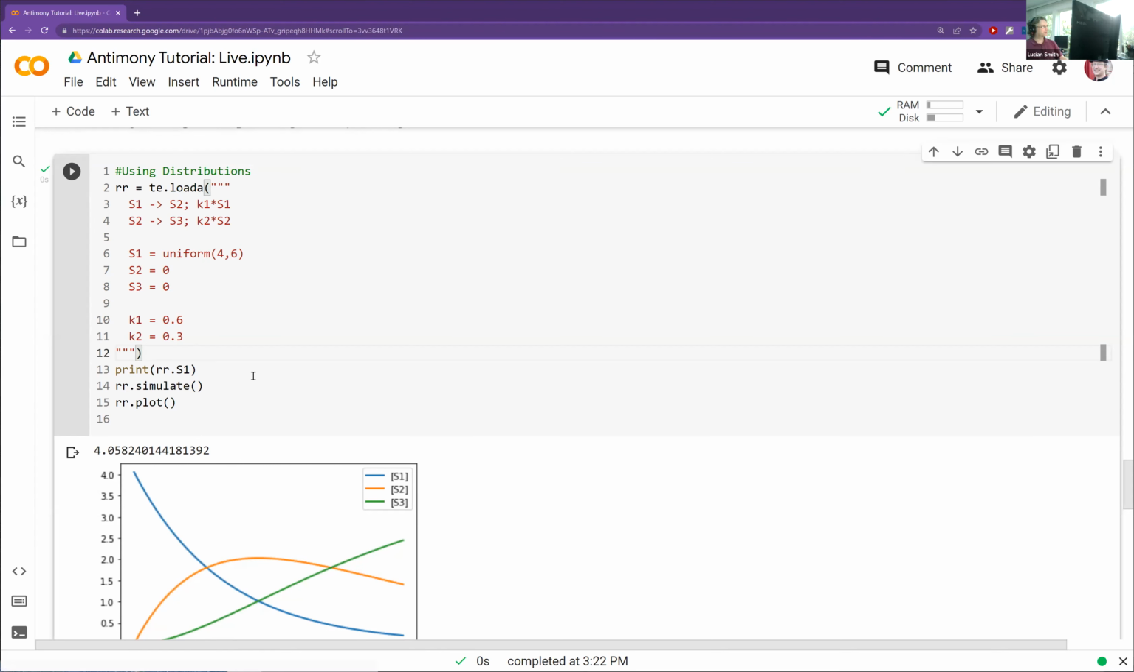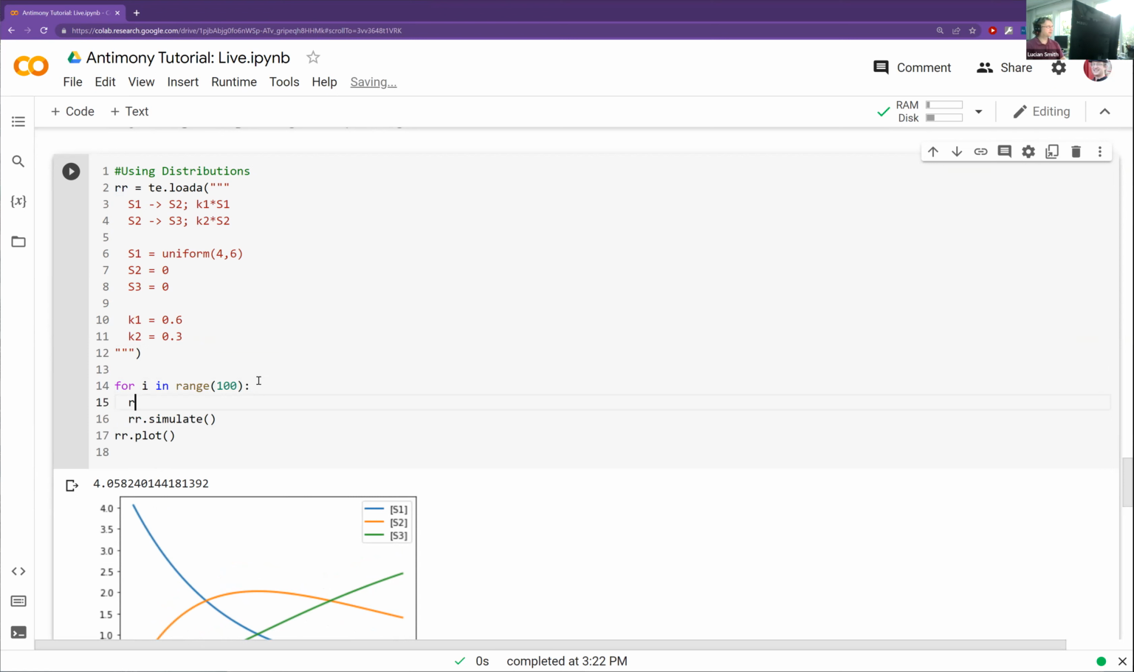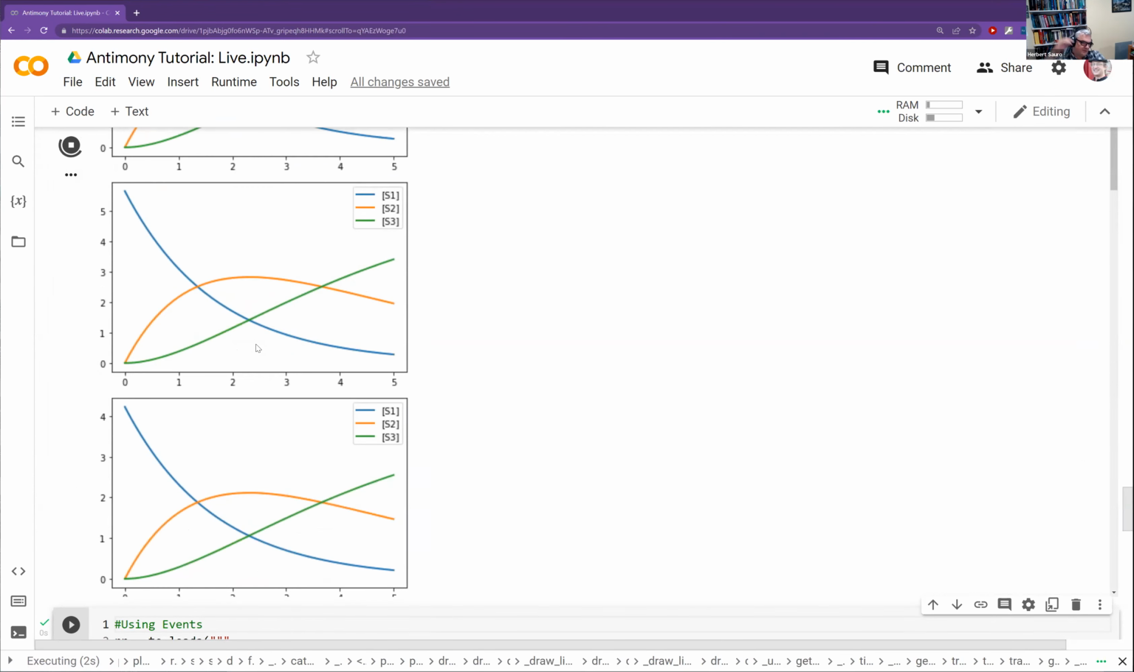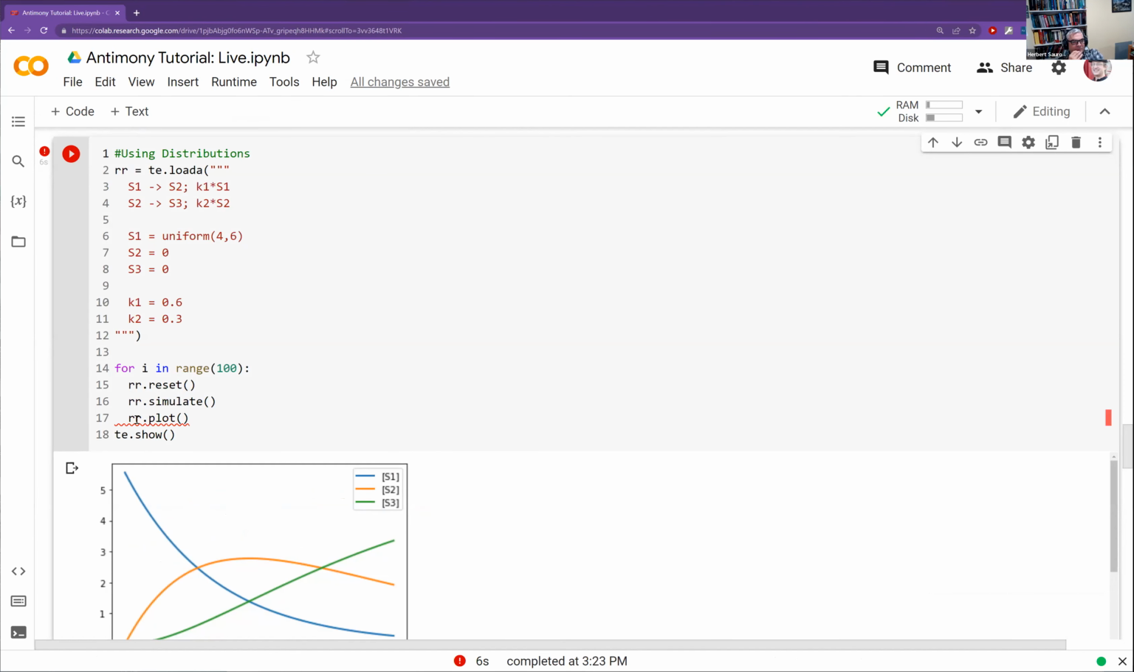So let's do something a little bit more complicated. We'll repeat this simulation a few times, for i in range 100. And we don't want to forget to reset it. And then, will this work? I'll pick this up from Lily's thing. I can never remember. Stop. You might want to do a few less than 100 to begin with.